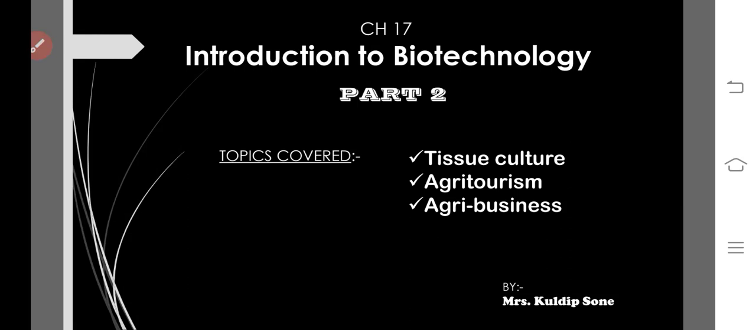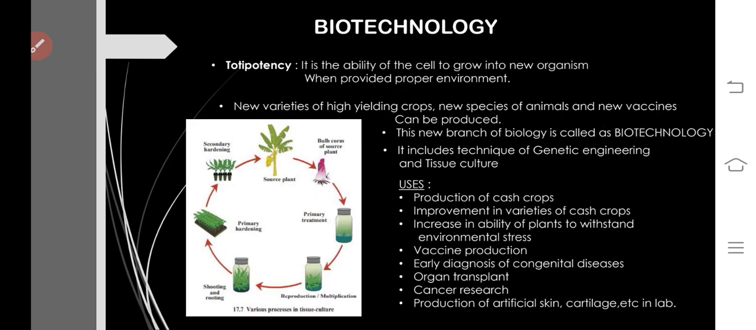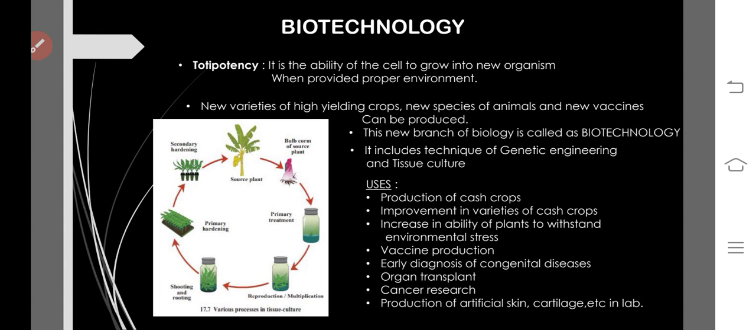Hello students. Today let us begin with part 2 of chapter 16, that is Introduction to Biotechnology. In this part we are going to cover the topics of tissue culture, agritourism and agribusiness. So students, we all have studied various concepts related to tissues, types of tissues, and the different types of animal tissues and plant tissues.